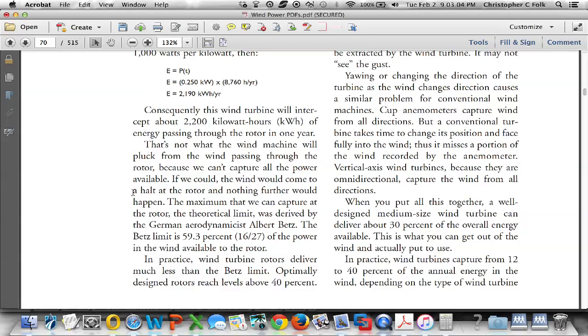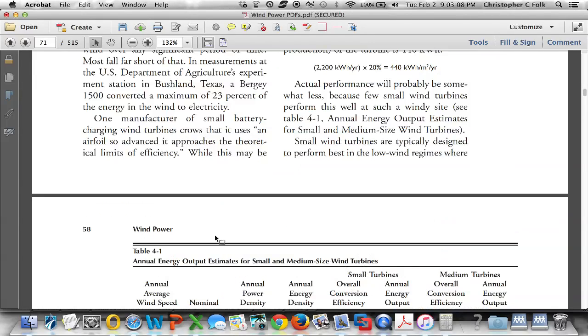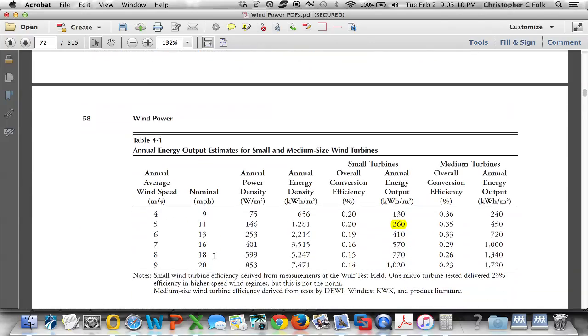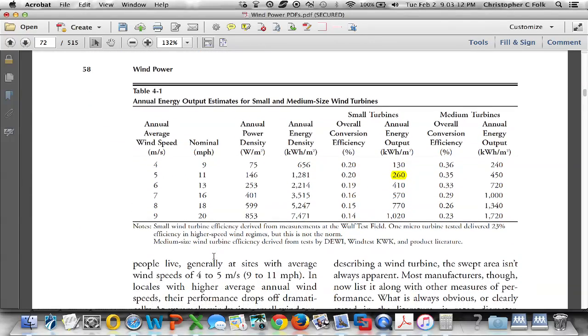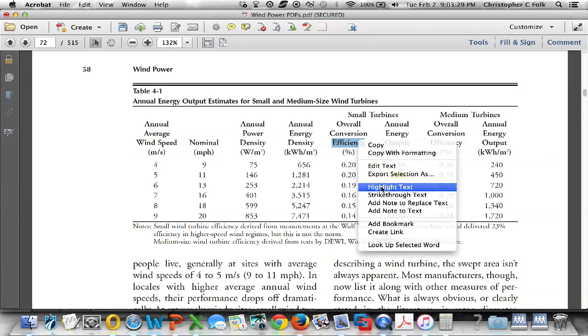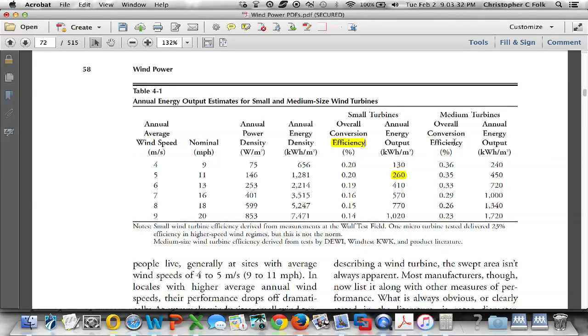On page 58, we've got a table that resembles the one we saw back on table 3-2. You'll notice the same information is listed in here, the same first 4 columns, but then we're also going to list this efficiency, right? So we've got efficiency right here for small turbines, and then we also have efficiency for wind turbines.